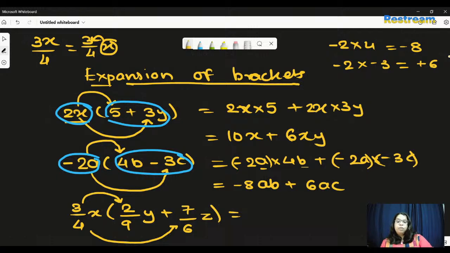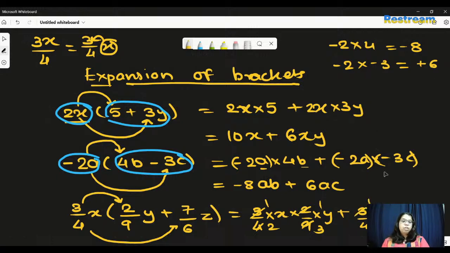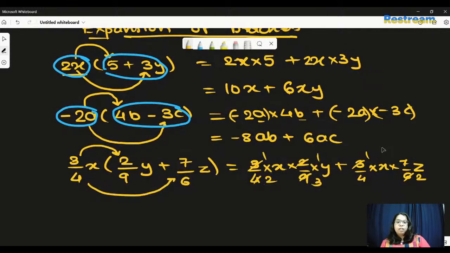So we will do our normal thing. 3 by 4 times x times 2 by 9 times y plus 3 by 4 times x times 7 by 6 times z. So 3 times 1, 3 times 3, 2 times 1, 2 times 2, 3 times 1, 3 times 2. Okay. So the final answer is going to be xy over 6 plus 7xz over 8.